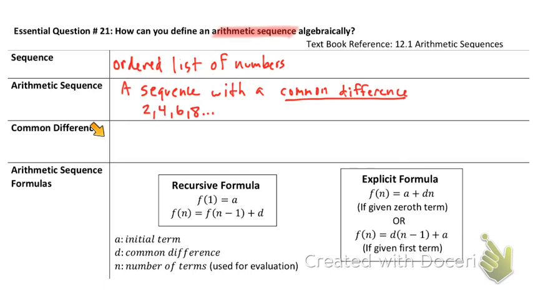Now, let's head into what a common difference is. So a common difference is the number that is added or subtracted to get to the next number in the sequence.